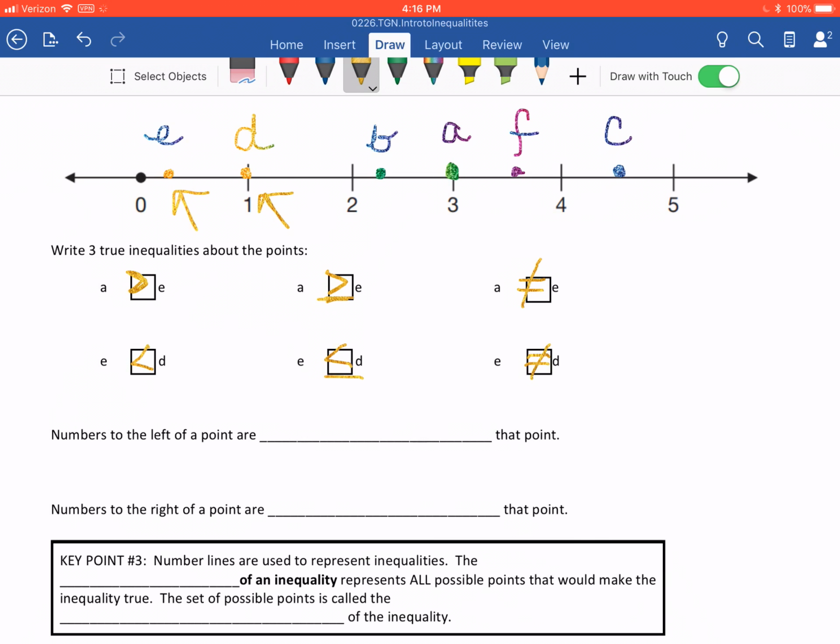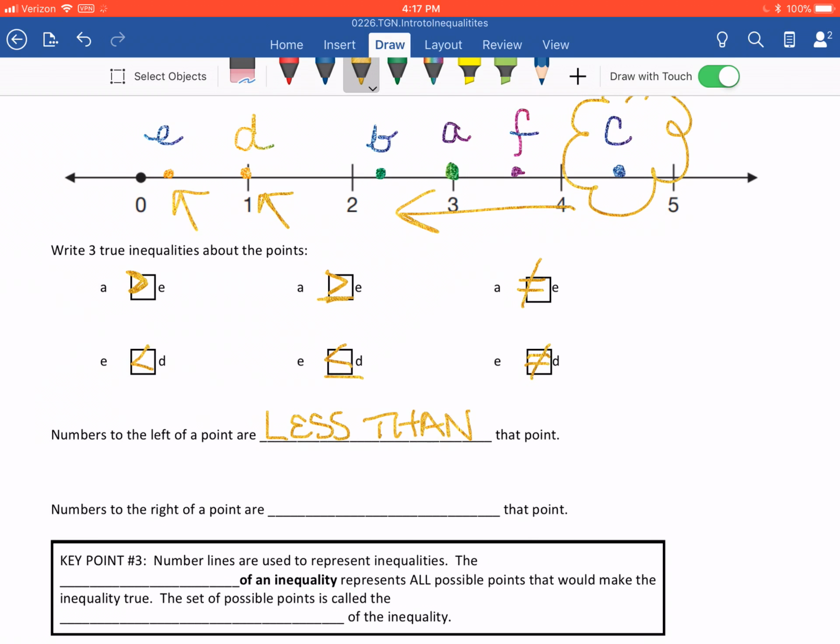We just identified something that's important about our number line, is that the numbers to the left of a point are, write your prediction, are they greater than or less than that point? So if I take a point, for example, point C, right here, are the numbers to the left of it, are those points greater than or less than C? You're right, it's less than. So right here you want to write less than. Numbers to the left of a point are less than that point.